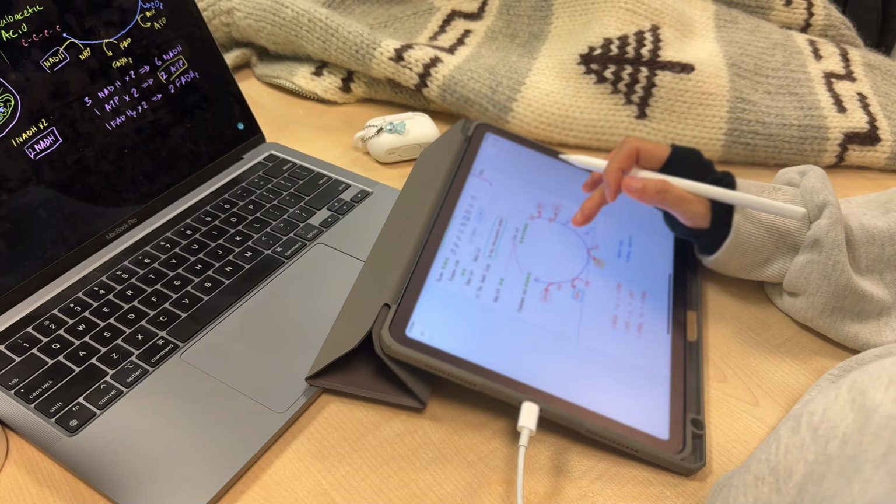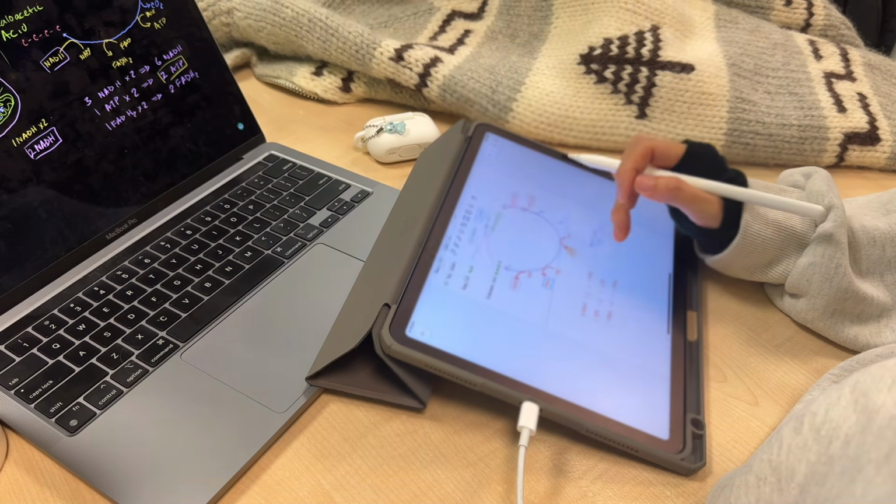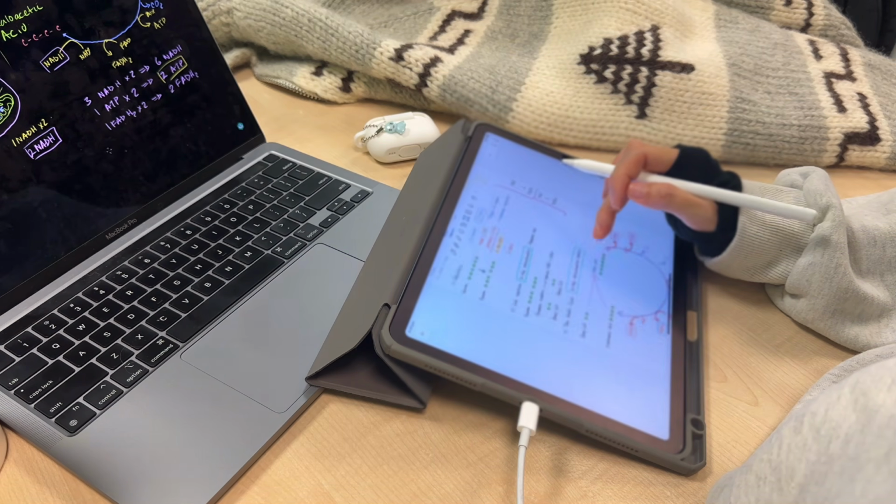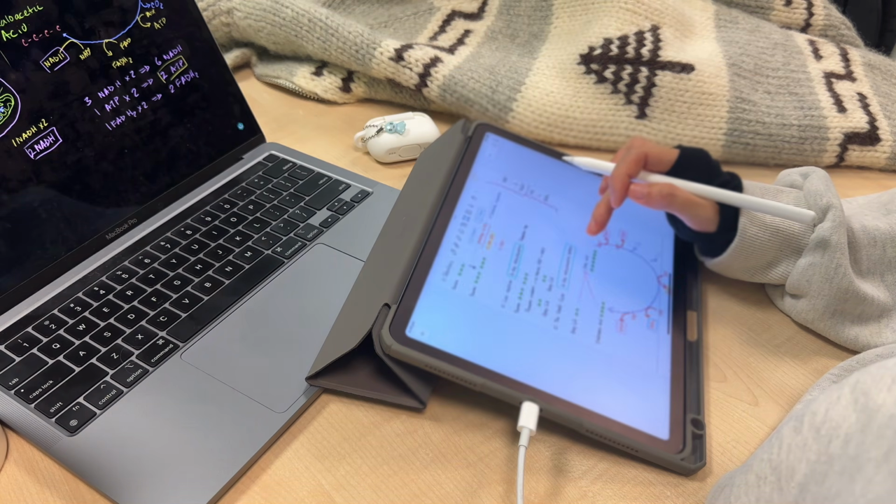And then we have 2 FADH2s. I think in the first video on cellular respiration I said FADH. It should be FADH2, just to be particular about things. And you might say, hey, where's our 38 ATPs?